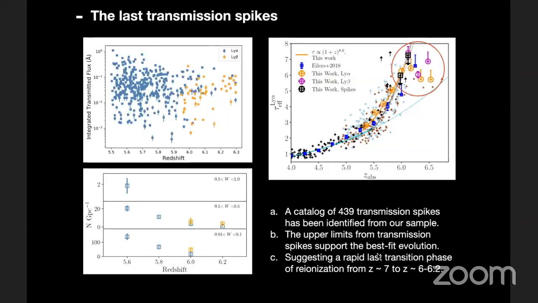The discovery of these transmission spikes may suggest that at redshift around 6.2 to 6.3, the IGM may already be ionized. So there should be a rapid last transition phase of reionization from redshift 7 to this redshift. And this is the first project using three different tracers to constrain the Lyman alpha optical depths around redshift 6.